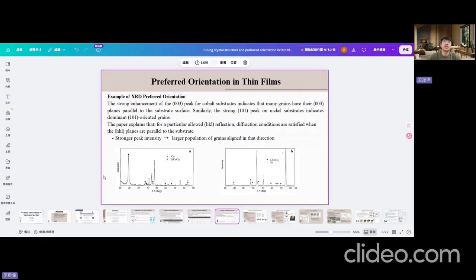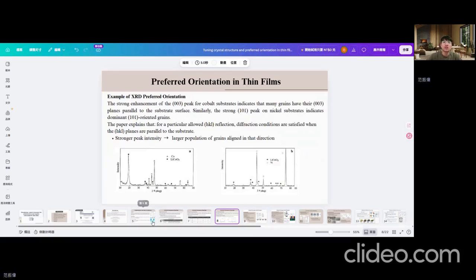Okay, and then the next is example of XRD preferred orientation. When grains are randomly oriented, the relative intensity of diffraction peaks follows the standard powder diffraction data. However, if the thin film contains preferred orientation, some diffraction peaks become significantly stronger while others are suppressed.